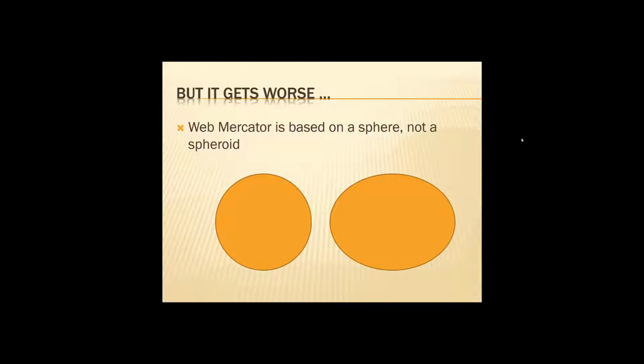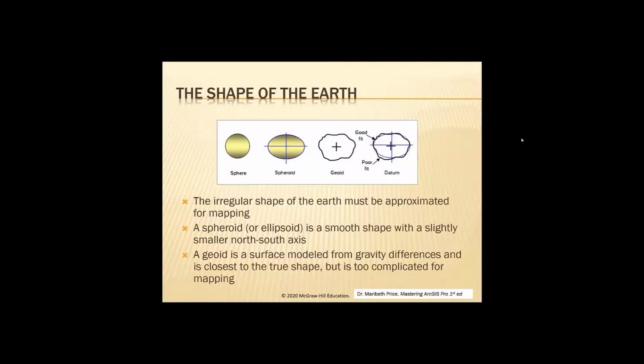It's a big concern because, of course, the Earth is not round. It's an ellipsoid. It's even worse than that. It's lumpy. The geoid is the surface of equal gravity around the world.